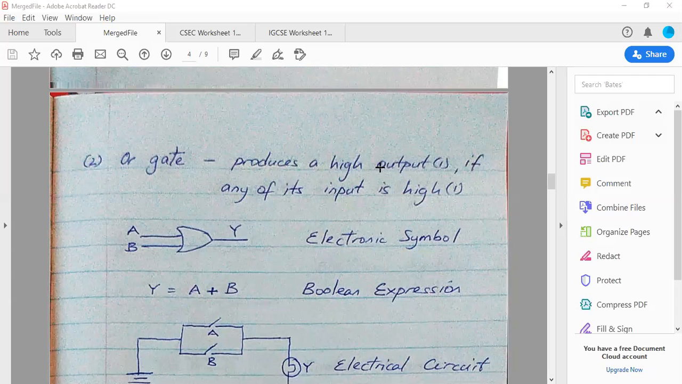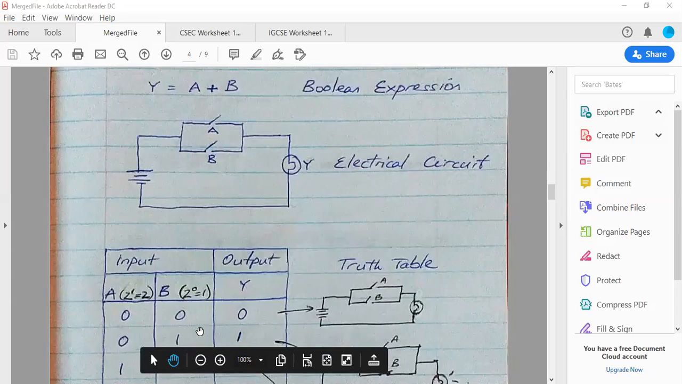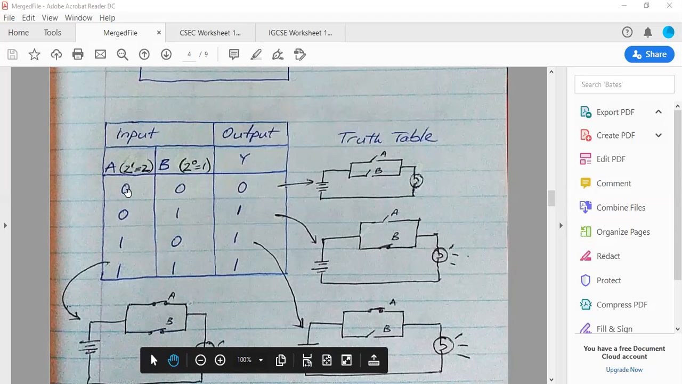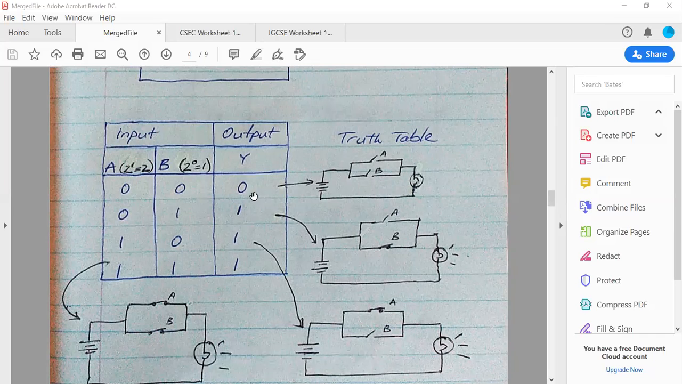The OR gate produces a high output if any of its inputs is high. For example, in the first row, are any of the inputs high? No. Because both of them are 0, your output is going to be 0. Now in the second row, because your input B is 1, your output is going to be 1. Because your input A is 1 in the third row, your output is going to be 1. And because both A and B are 1, your output is going to be 1 as well.